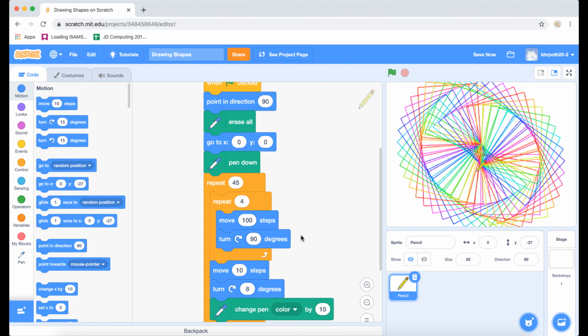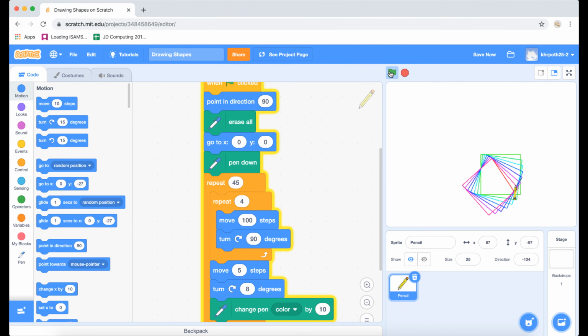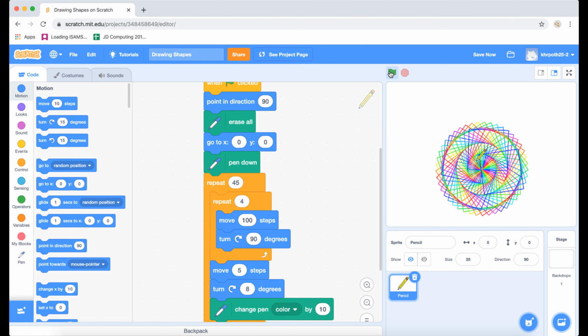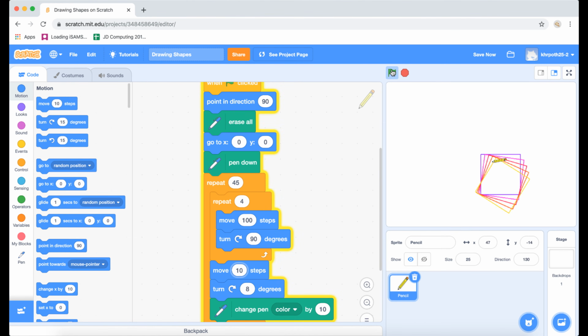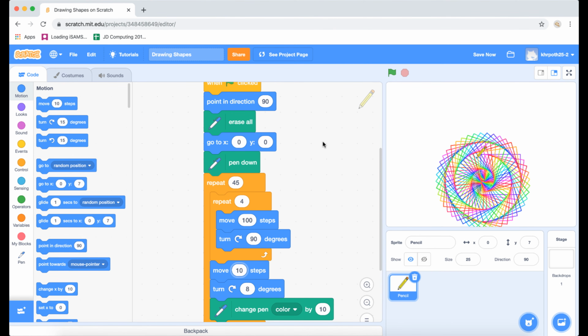Now let's move 5 steps every time we draw the square. So now let's see what happens. A completely different pattern. Let's do 10 steps. So now play around and change your numbers in your code to see what different patterns and shapes you can make. Just experiment.